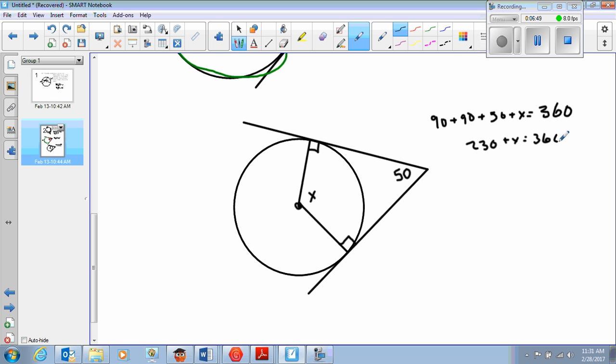And then we just subtract 230 from both sides, and we get x would have to equal, in this case, 130 degrees. So x there is 130, which means this arc would also equal 130. That arc would actually equal 230 because they'd have to add up to 360, and 230 minus 130 is 100, divided by 2 is 50. So everything ends up working out great in the end.